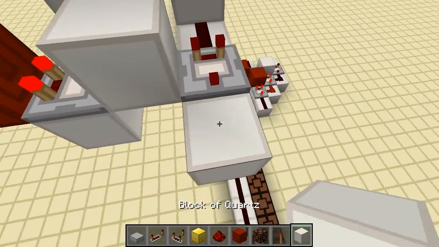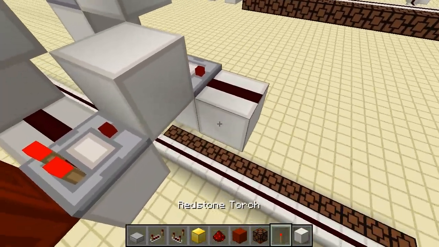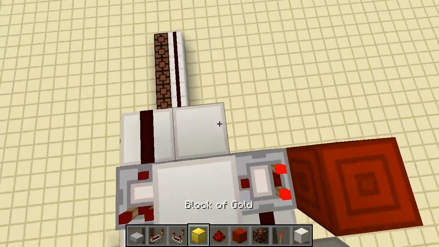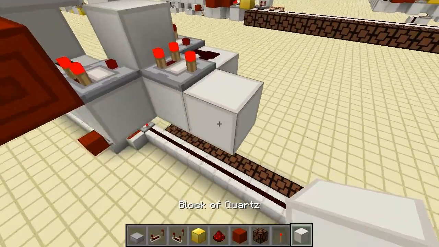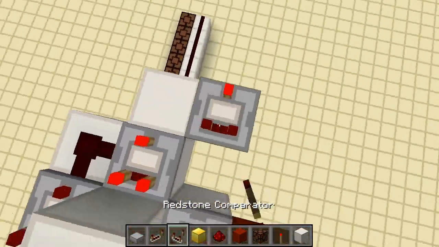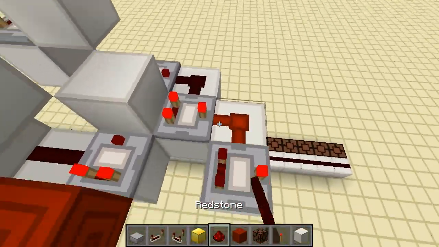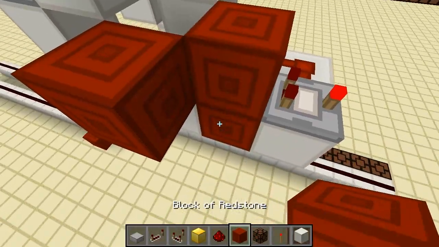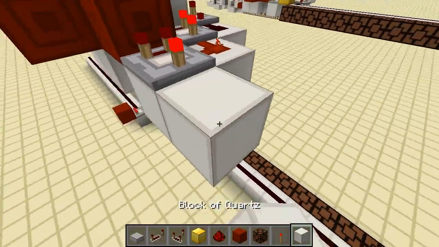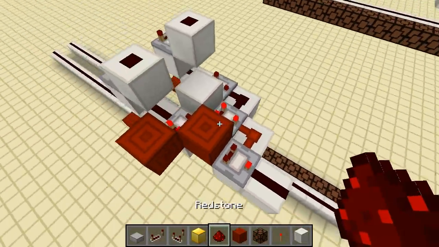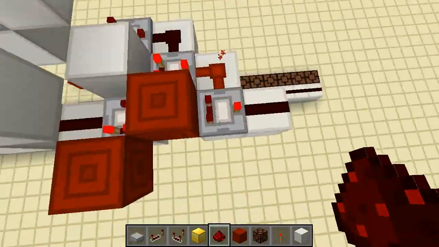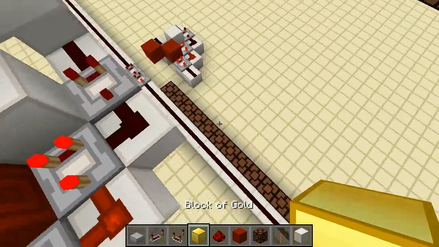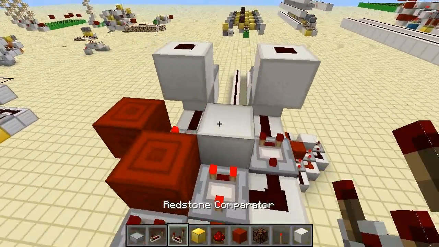So, there we go. A subtractor here. Another subtractor here, taking the inverse with a redstone block. Good, good, good. There we go. So that's the basic adder. And then we can layer the other circuit on top.